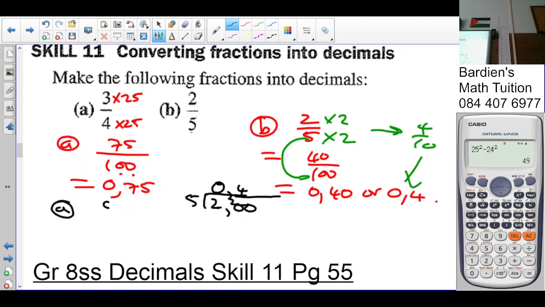Same with A. I could have said it's 3 divided by 4. Okay? 3 can't go into 4, 4 can't go into 3. So what do I do? I put a comma and I put zeros there. Remember, by doing that, I'm not changing the value of anything. But this number is now 30. 4 goes into 30, 7 times. Carry. So 28, 2. 4 goes into 20, 5 times. So this is actually 0,75. Make sense, people? Okay?